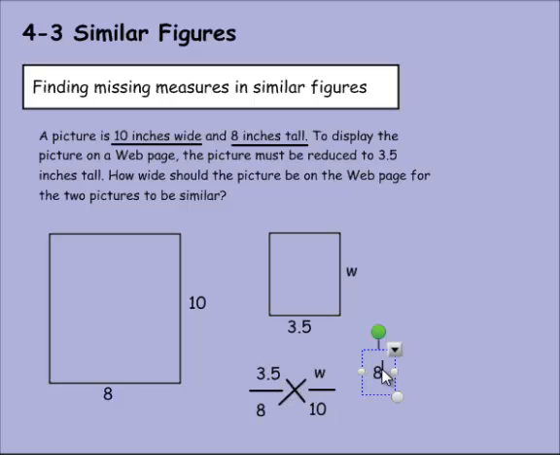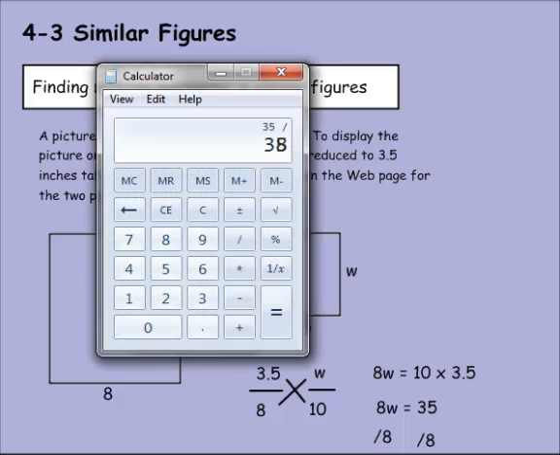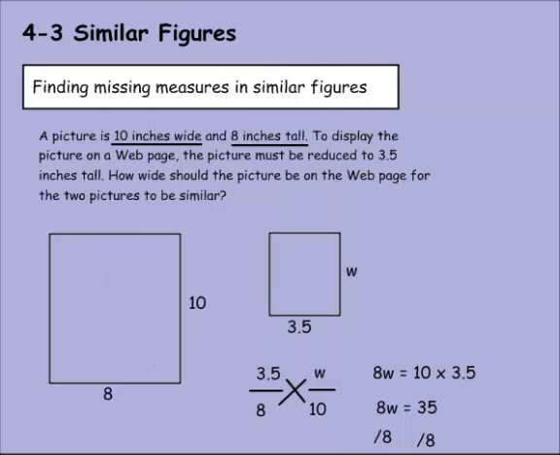W times 8, or 8W, equals 10 times 3.5. 10 times 3.5 is 35, so 8W equals 35. Divide both sides by 8. And we have 35 divided by 8. And that's 4.375. So W would equal 4.375. So that's how wide this picture is. And then let's not forget that this is measured in inches, so it would be 4.375 inches.